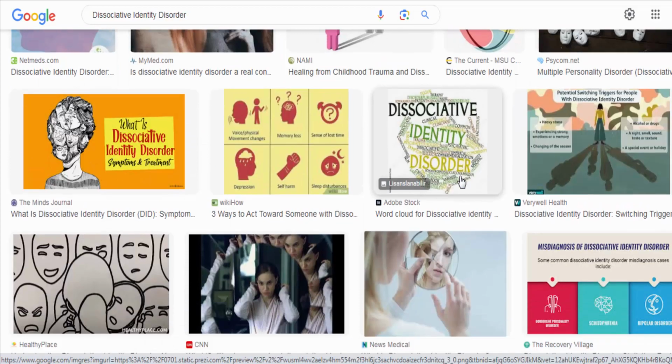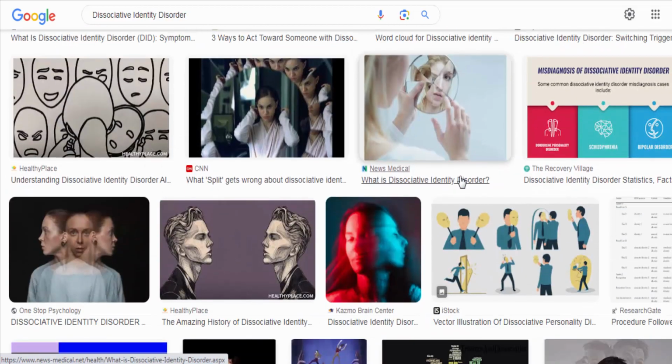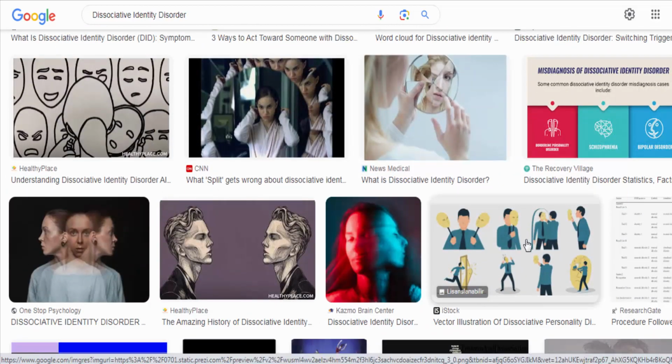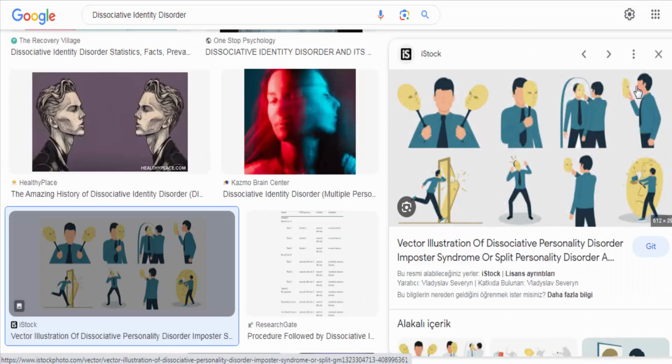It's important to note that media portrayals of DID can be sensationalized and inaccurate. The actual experiences of individuals with DID can vary widely, and each person's journey with the disorder is unique.